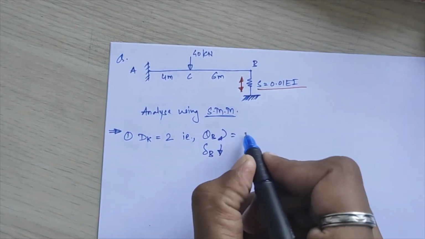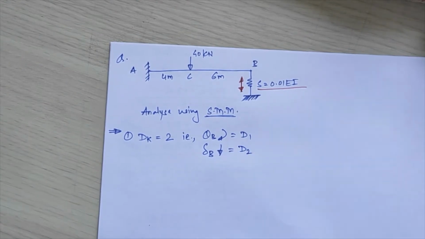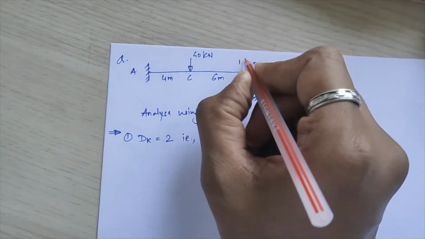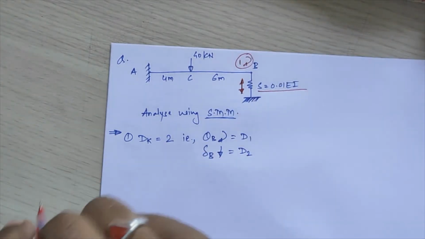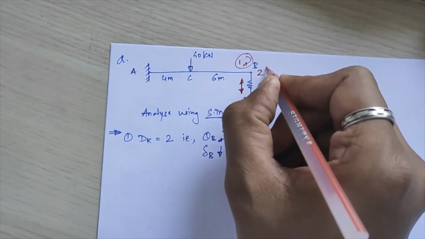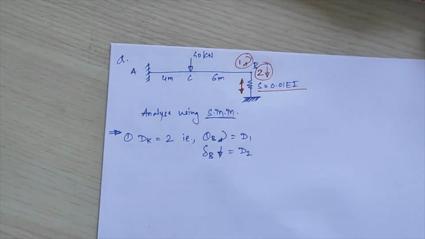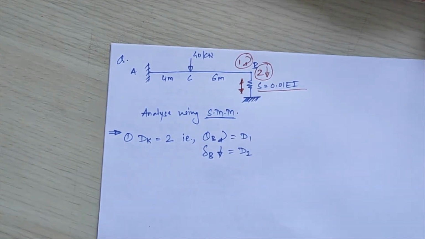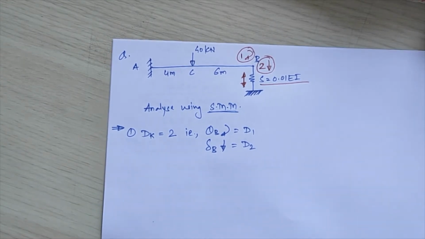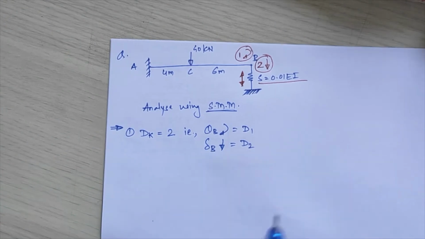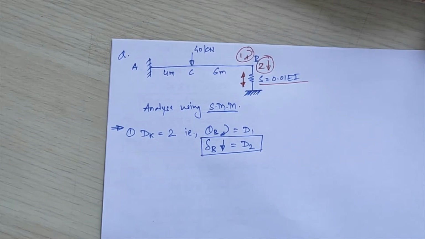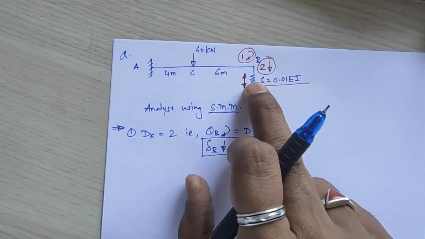That means theta B is D1 and delta B is D2, so I have two redundants here. The first redundant is at point B and that is the rotational moment, and the second redundant is the sinking condition that I assume as a force. So it will be a downward and upward acting force. The first redundant is in terms of moment and the second redundant is in terms of force. This is my total Dk value, theta B and delta B. This has made the change in the numerical, that is you need to consider the delta due to the effect of the spring.